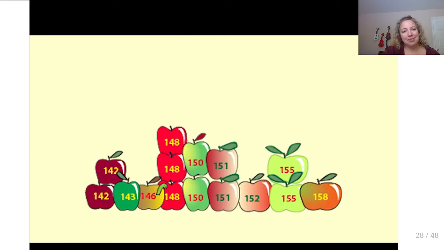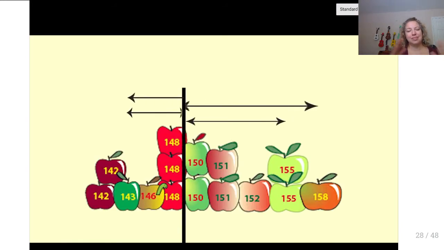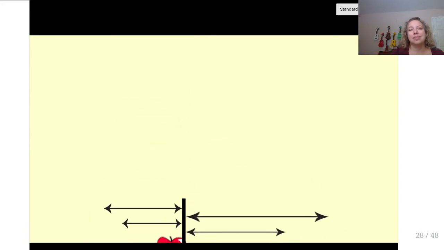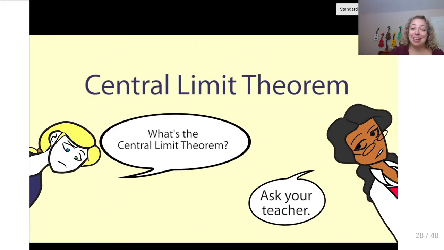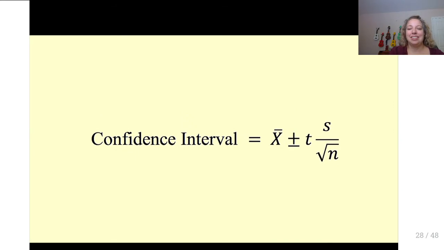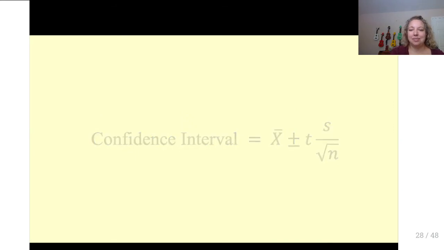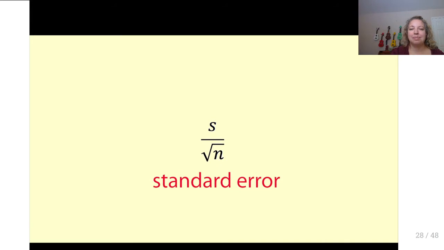The standard deviation tells us the average distance the values are from the mean in the sample. The central limit theorem underpins the following formula for the confidence interval of a mean. We take the sample standard deviation and divide by the square root of the sample size. This gives us the standard error.